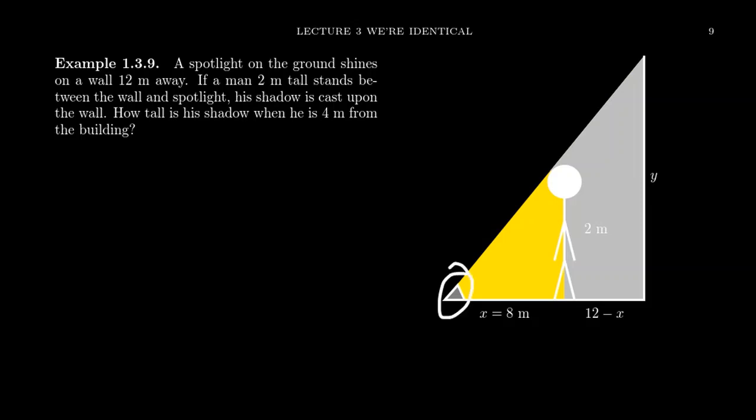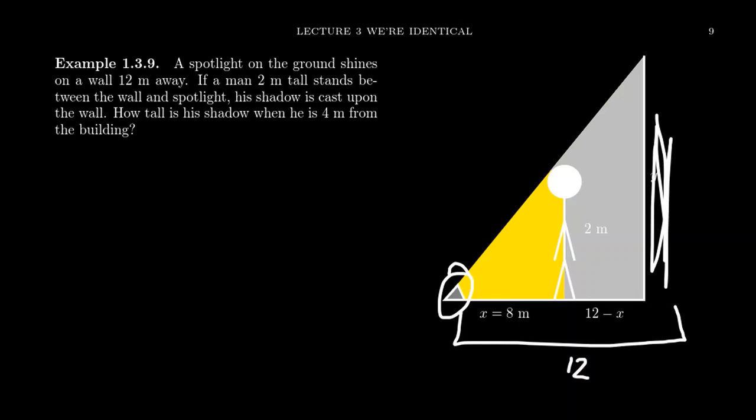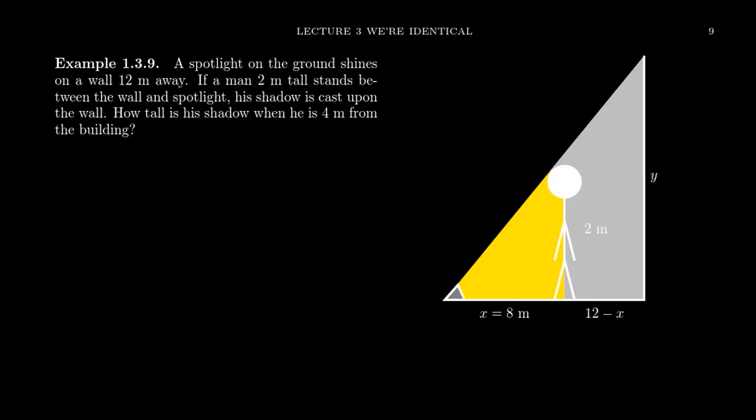So here's our spotlight, here's the wall, and the distance between them is going to be 12 meters. So we know about that. So there's a man who's between the wall and the spotlight, and he himself is 2 meters tall, which I remember from Jurassic Park. That's how tall a velociraptor is as well. So he's a pretty tall dude, not unhumanly tall, but he's on the taller side of things.